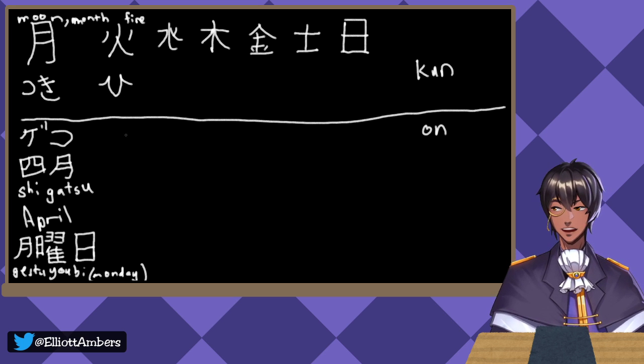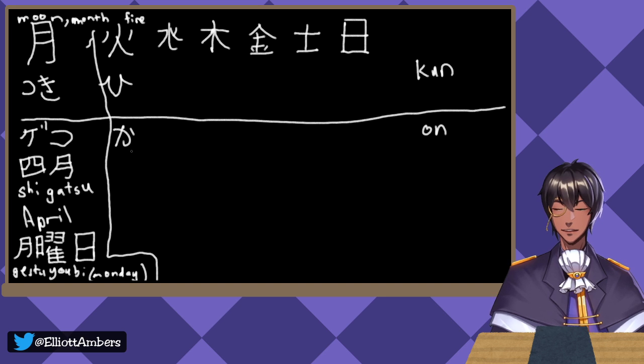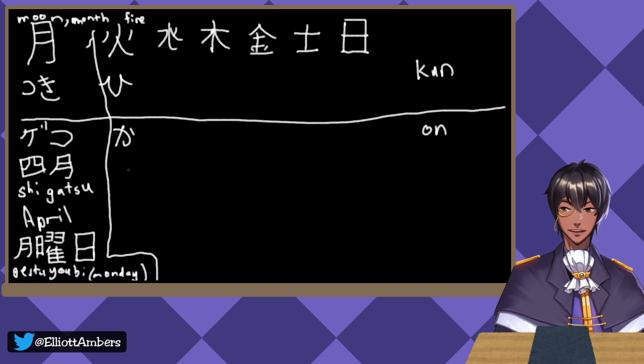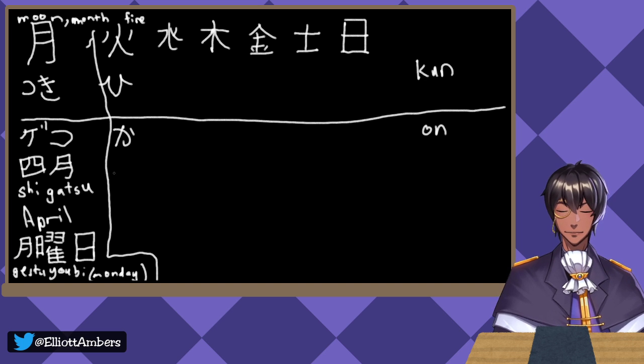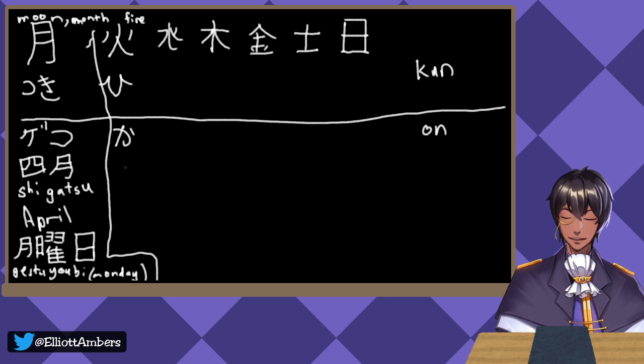The onyomi, the Chinese reading for this, oh, that looks like the katakana version. It's just ka. So fire is read as hi normally, and used in a lot of compound words, you'll see it used as ka. In this case here, if I were to say Tuesday, it would be Kayobi.